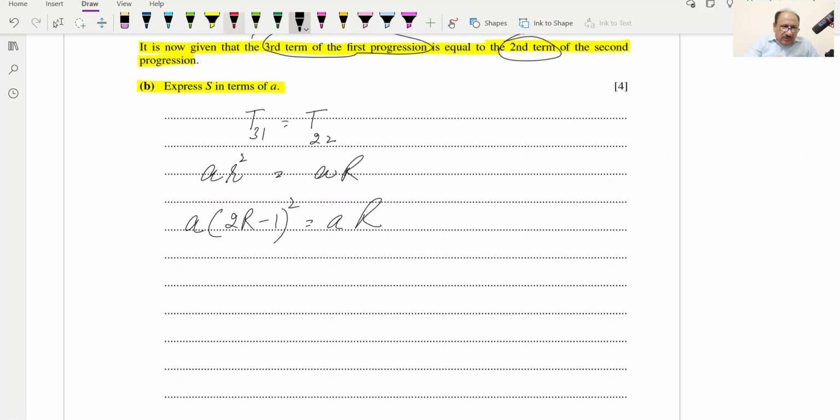Now A we can cancel on both sides, this one is gone, and the remaining we can open. This will be 4R squared plus 1 minus 2 into 2, 4R, so 4R squared plus 1 minus 4R is equal to R. Now we can shift this R also to this side. So 4R squared, minus 5R, plus 1 equal to 0.